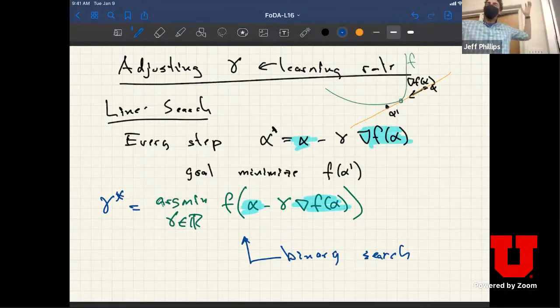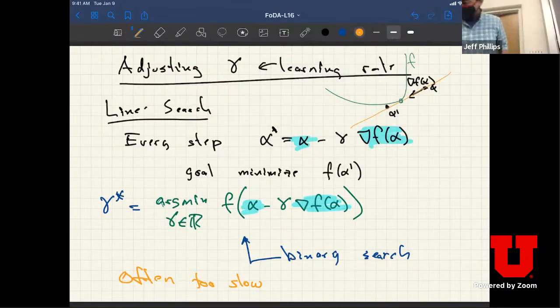It doesn't use any of the mathematics we talked about, but this is one way to do it. This is not commonly used though, because it slows down every step. It's often too slow, but it's very effective. So hint, hint.